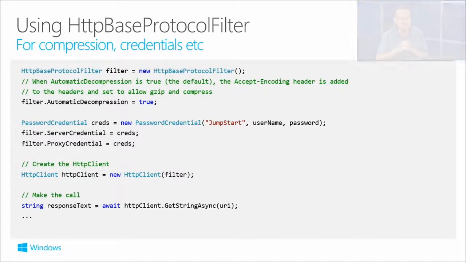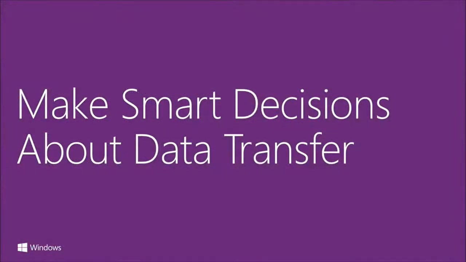Putting credentials onto it as well. Here's a PasswordCredential object. You can set that and put that onto the ServerCredential or ProxyCredential properties of your HttpBaseProtocolFilter object. And then, to use it, when you new up your HttpClient, just pop that into the constructor. And away you go. And this all ties into this subject of making smart decisions about data transfer.